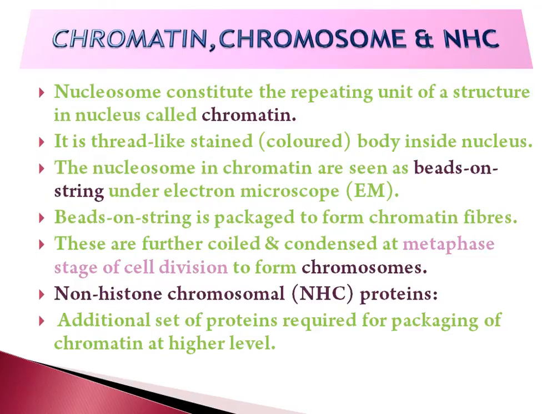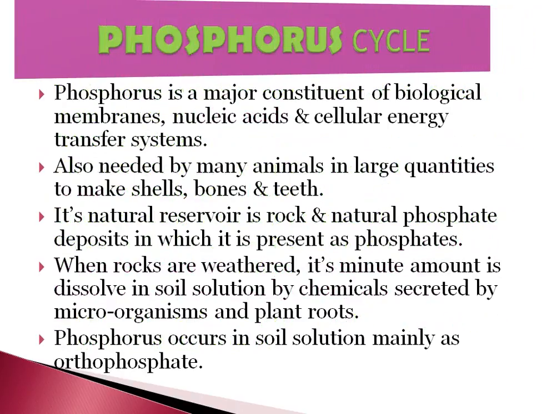Beads on string is packaged to form chromatin fibers. These are further coiled and condensed at metaphase stage of cell division to form chromosomes. So chromosome word is used from metaphase stage of cell division. Non-histone chromosomal proteins. These are additional set of proteins required for packaging of chromatin at higher level.